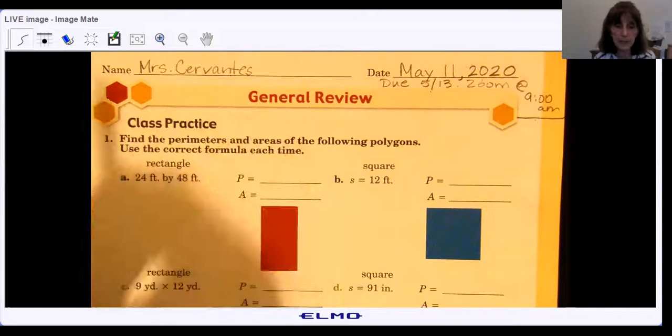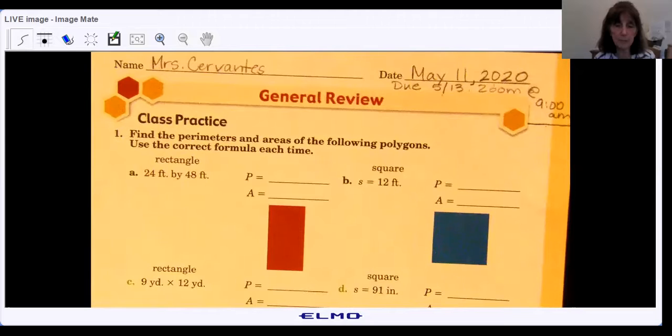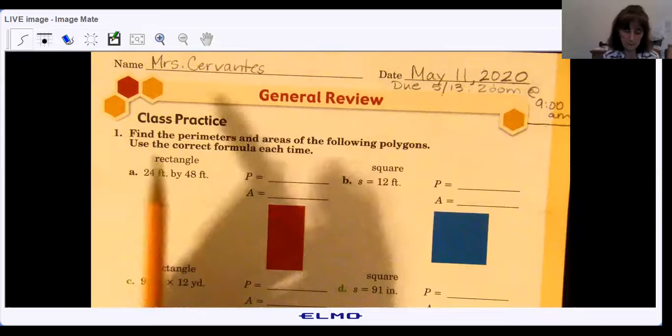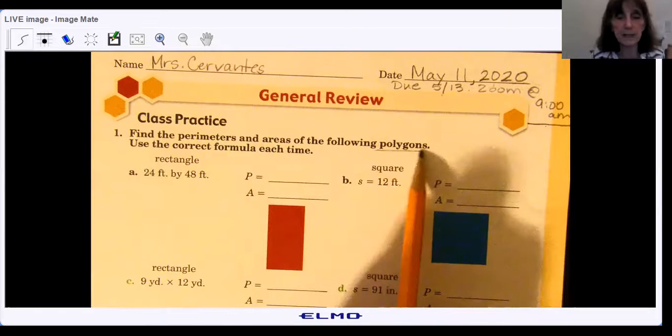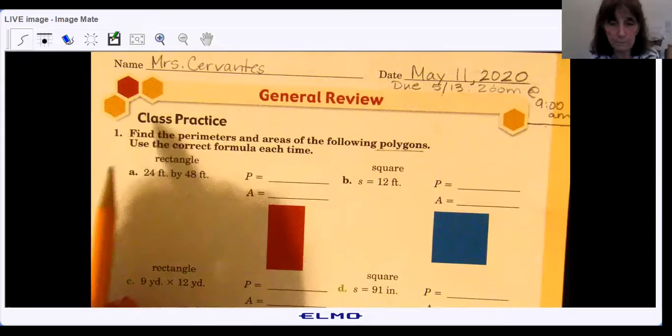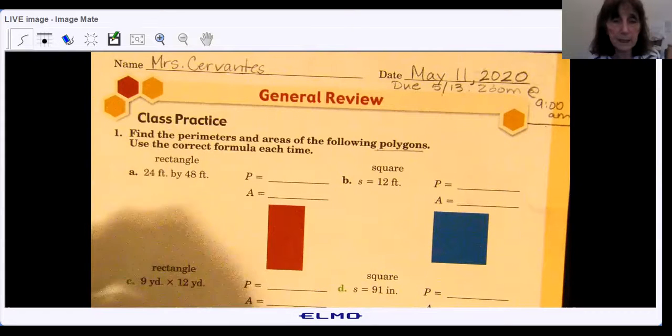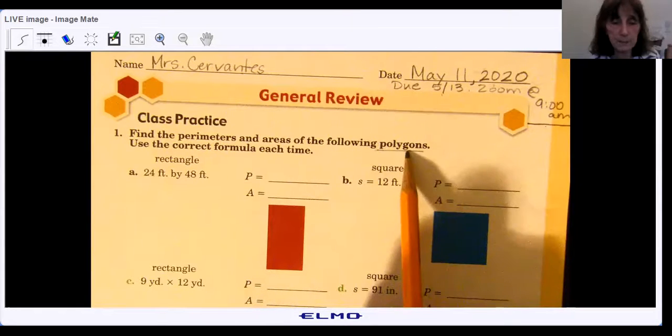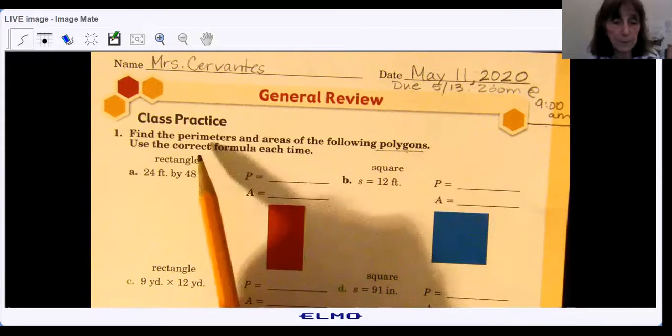Find the perimeter and area of the following polygon. Remember what a polygon is. It's okay, Ms. Biggs, you're cutting out. Sorry, how about if I get closer? You're clear now. A polygon is a figure made up of straight line segments, and it has to be a closed figure, no opening. Use the correct formula for each one.